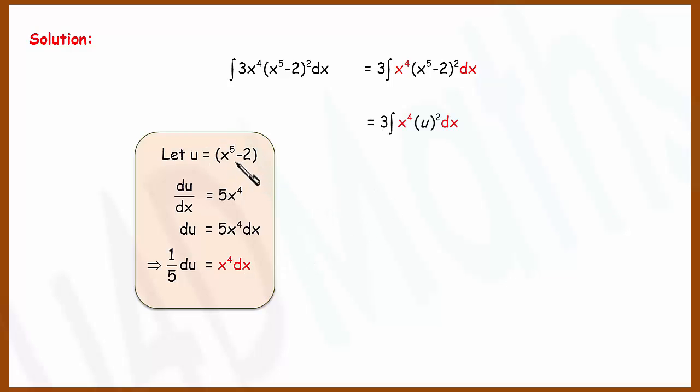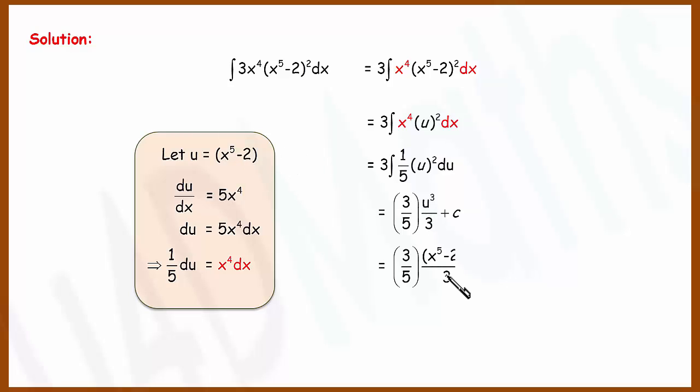So substituting u for x to the power of 5 minus 2 and replacing x to the power of 4 times dx with 1 over 5 times du, we get the following. Integrating u squared, we get u to the power of 3 over 3. If we resubstitute x to the power of 5 minus 2 for u, we get the following expression. As you can see, the 3's cancel and we're left with x to the power of 5 minus 2 cubed over 5 plus c.